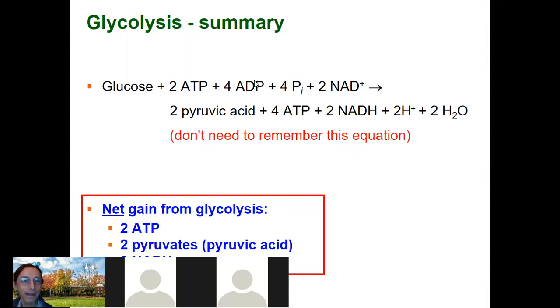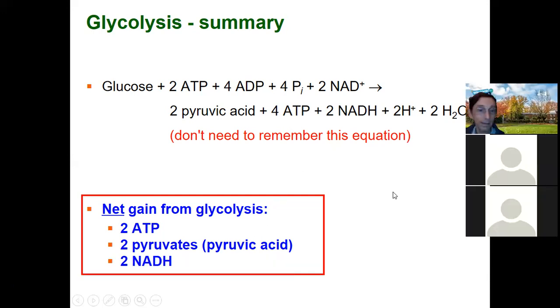So this is a summary reaction for glycolysis. You have glucose, 2 ATP, 4 ADP, 4 phosphate, 2 NAD plus, generating 2 pyruvic acid, 4 ATP, 2 NADH, 2 H plus, and 2 water. You don't really need to know this, but you should know that we start with glucose and you end up with ATP, but you get a net gain of 2 ATP, and 2 pyruvates come from the glucose, and 2 NADH.